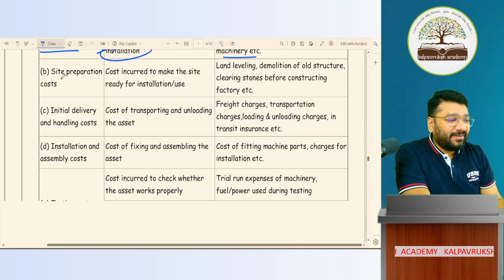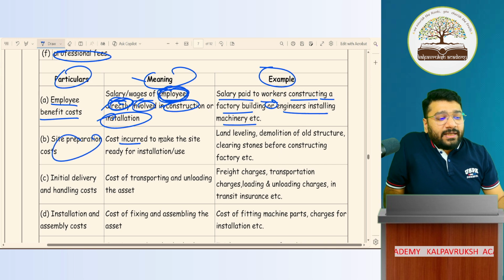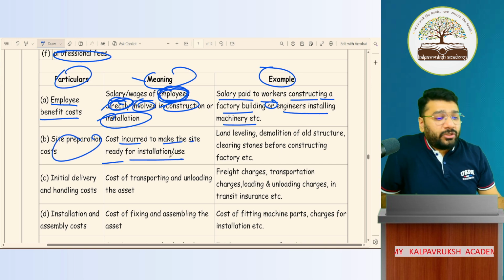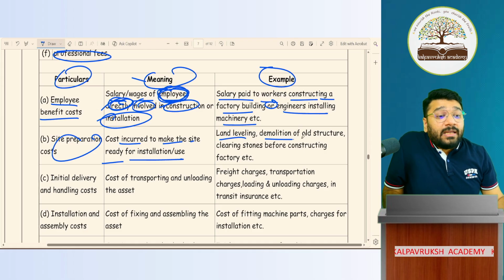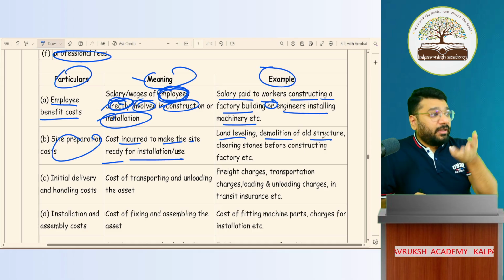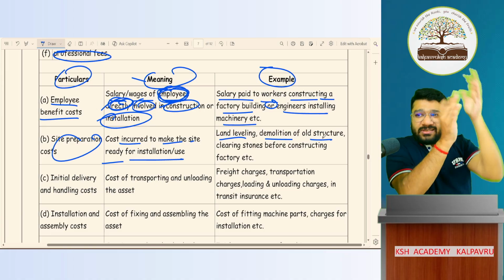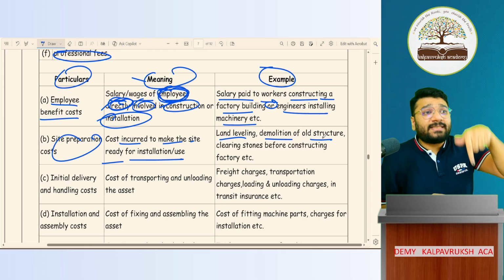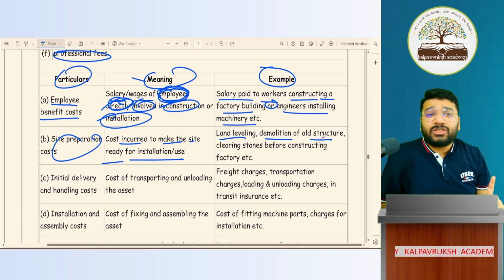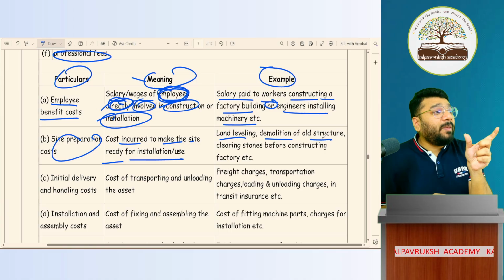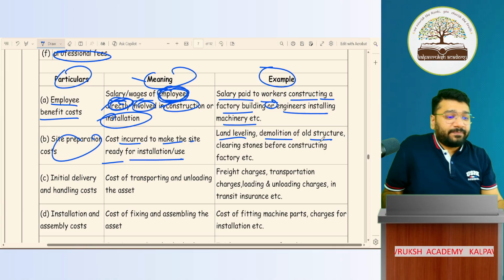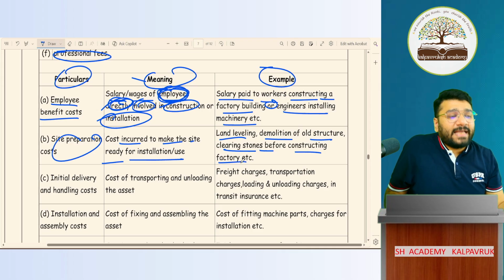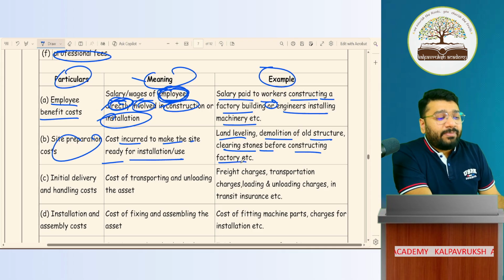Now, site preparation cost incurred to make the site ready for installation or use, such as land leveling, demolition of old structure. Correct, no? In my factory place, imagine there's an old structure, small structure that I'm demolishing. For that also cost is there, no? So that cost is essential for me to install the PPE for my intended use. Clearing stones before construction, etc. All these are called as site preparation cost.